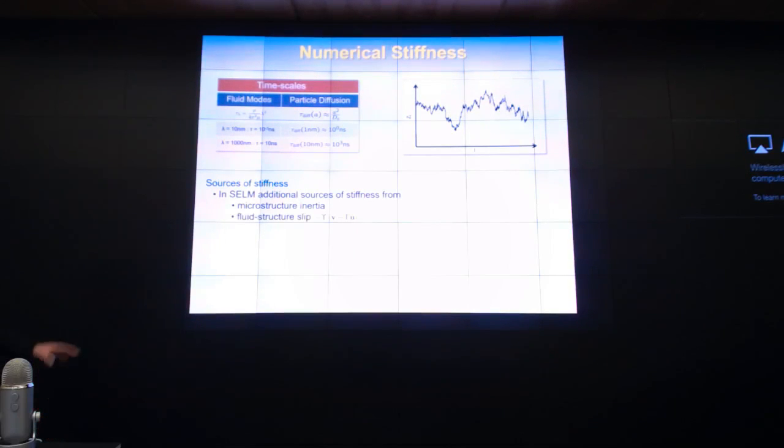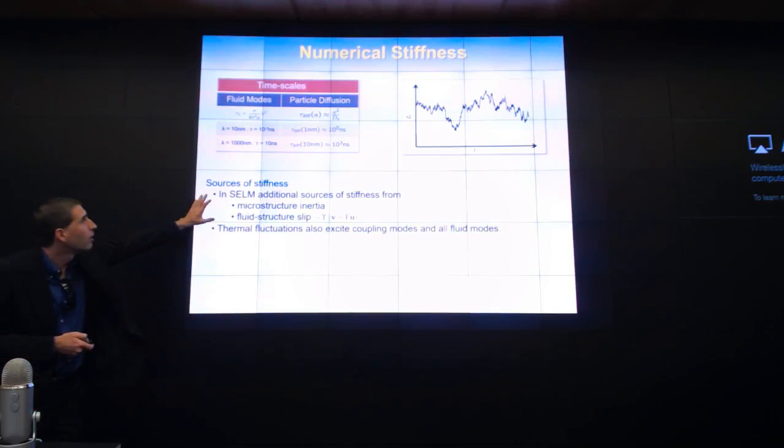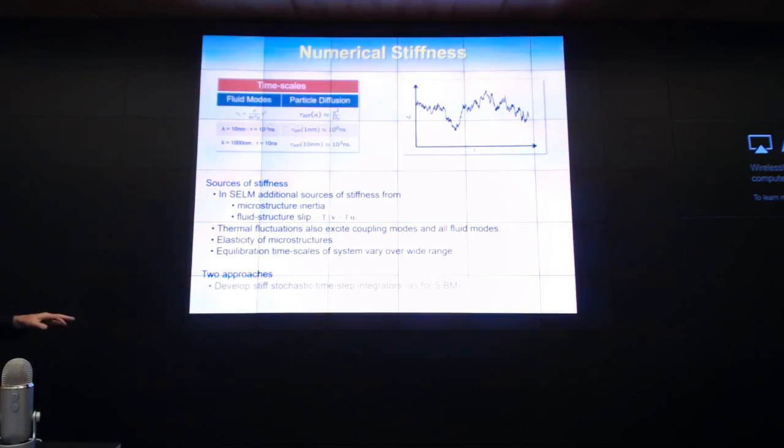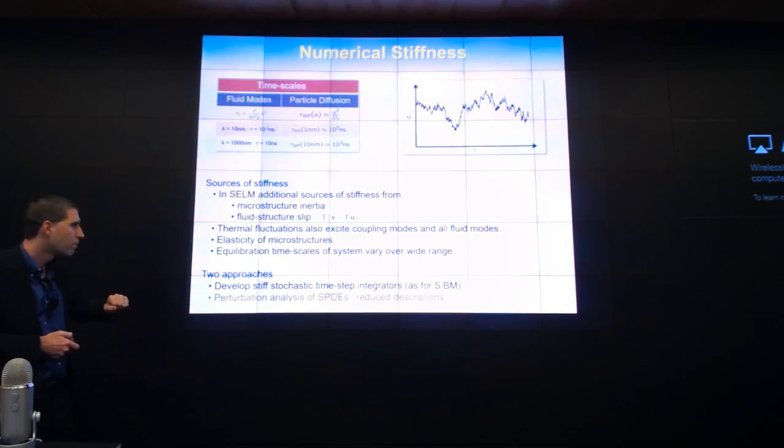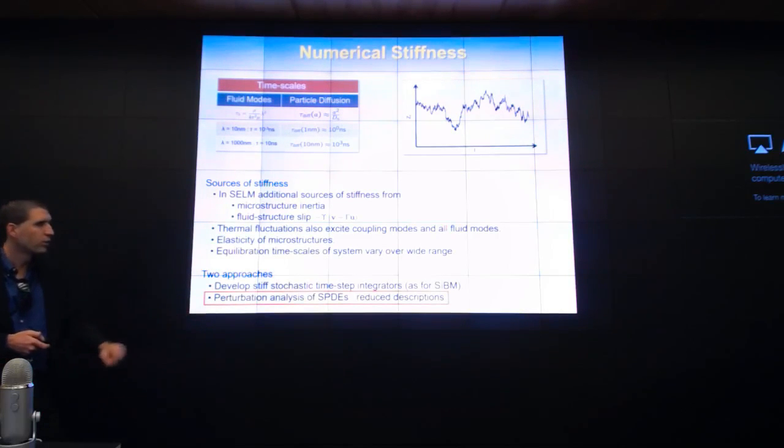Okay, so I already mentioned quite a bit about the numerical stiffness aspects of the problem. In the interest of time, I won't go through this in too much detail. I just want to show you that there's a second approach that you could take, starting with this stochastic Eulerian Lagrangian set of SPDEs to try to develop viable computational methods.